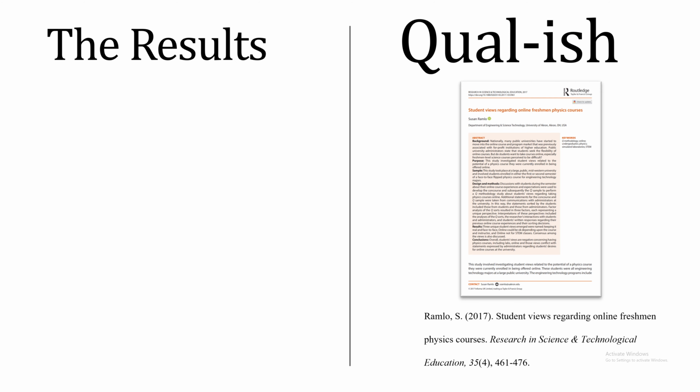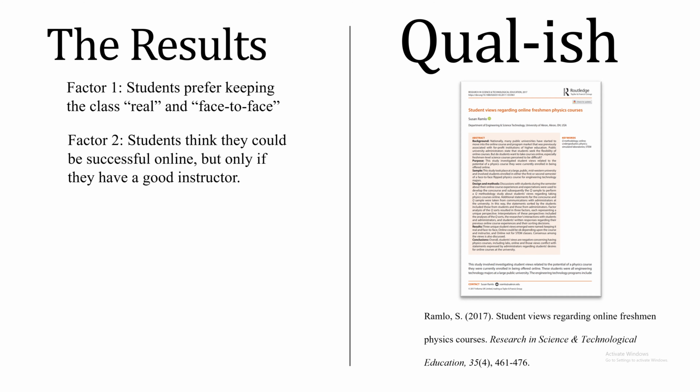So the results, there were 3 factors. Factor 1 was that students prefer keeping the class real and face-to-face. Factor 2 was that students think they could be successful online, but only if they had a good instructor. And factor 3 was that STEM classes in general should not be online courses, which, I mean, come on, that's hilarious. Susan, what are you trying to do here?